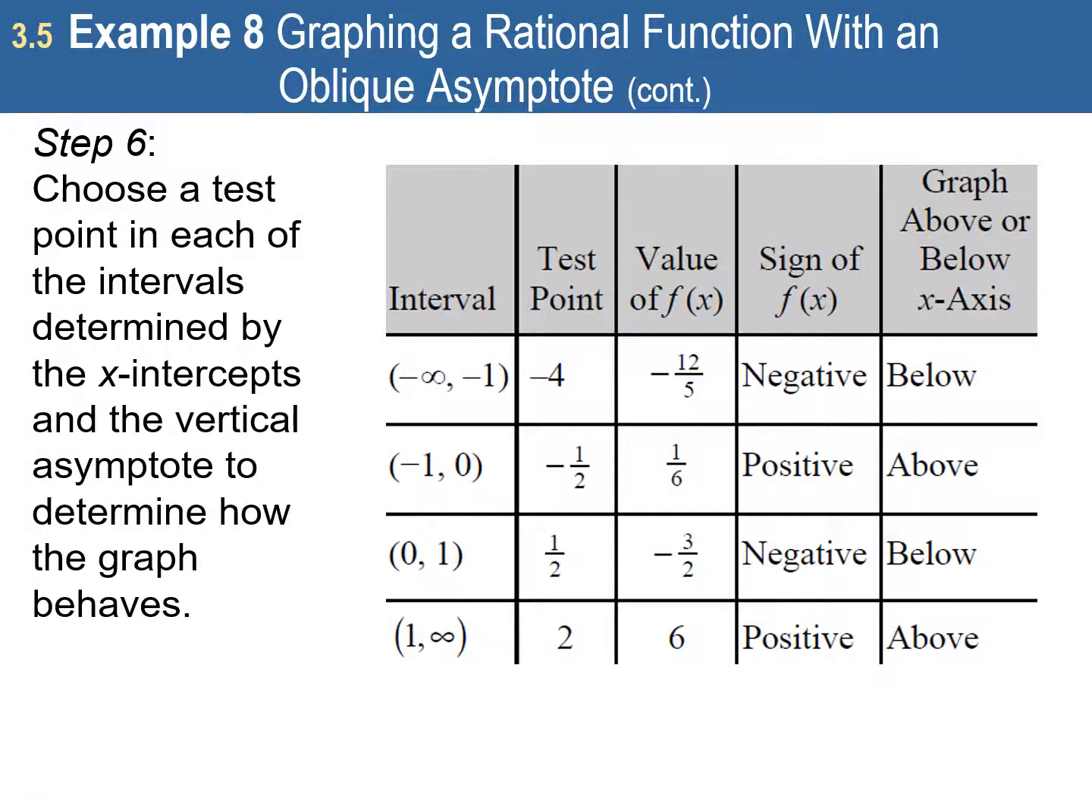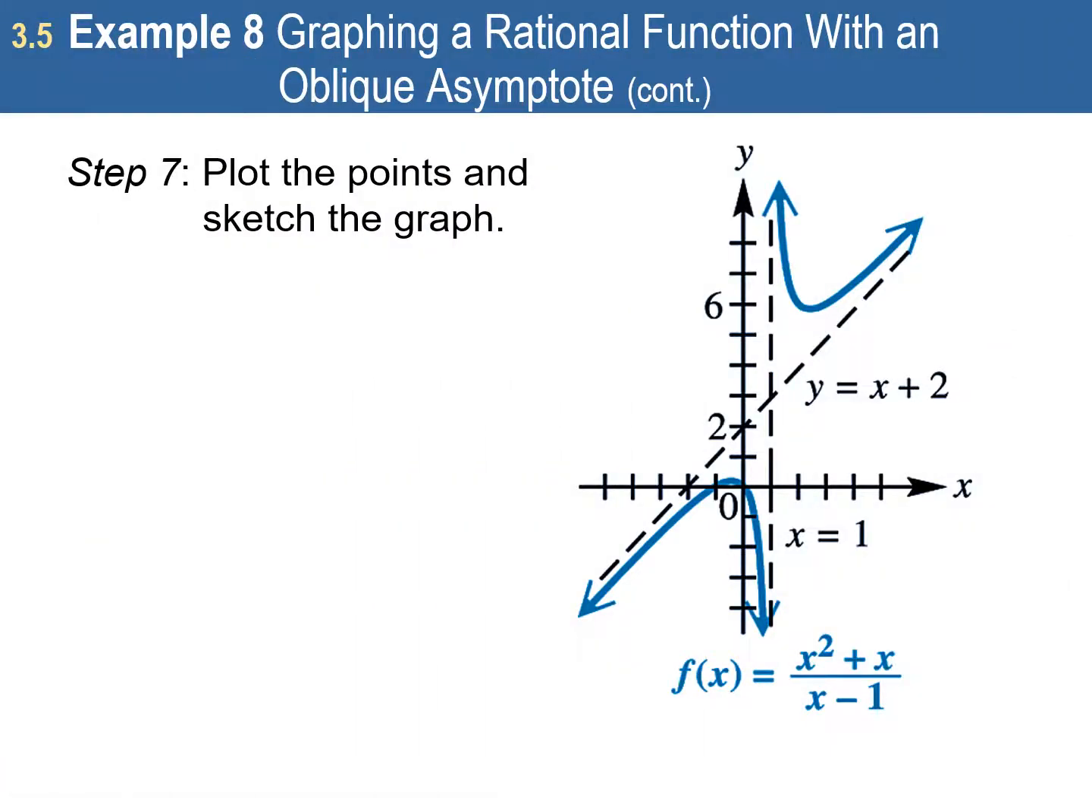So you divide your intervals up based on your zeros and asymptotes. You pick a point in each interval. So it's negative from negative infinity to negative 1. It's positive from negative 1 to 0. It's negative from 0 to 1. And it's positive from 1 to infinity. Graph your asymptotes, vertical asymptotes and your oblique asymptotes, and put in your test points.